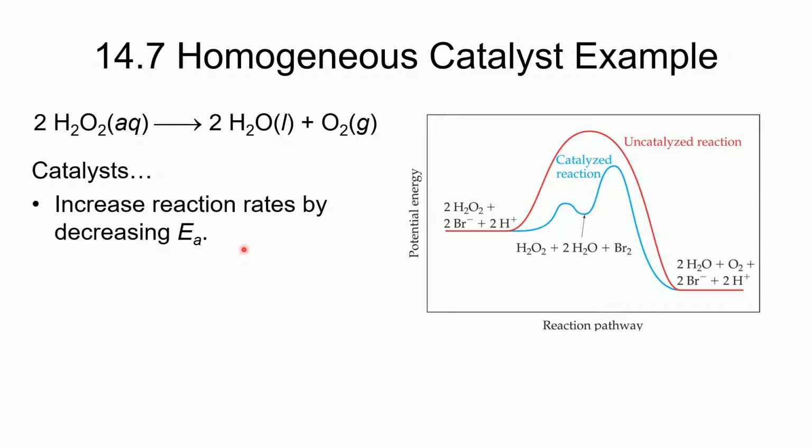One, they increase the reaction rate by decreasing the activation energy. And so the reaction that we're looking at here: these are reactants, here are products, and when we add the catalyst, it decreases the activation energy from being very high down to being very low. In this example, this is the uncatalyzed reaction where we have hydrogen peroxide. It will decay to give us water and oxygen.